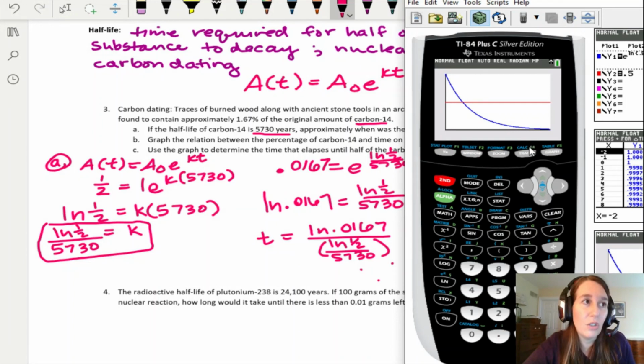So second, calculate. Number 5 is intersect. And then remember, you're entering the first curve, enter the second curve, enter a bad guess, and it will give you the intersection. 5,730 years. Oh yeah, because that's the half-life. So we did it right. That is when half the amount of carbon is left.